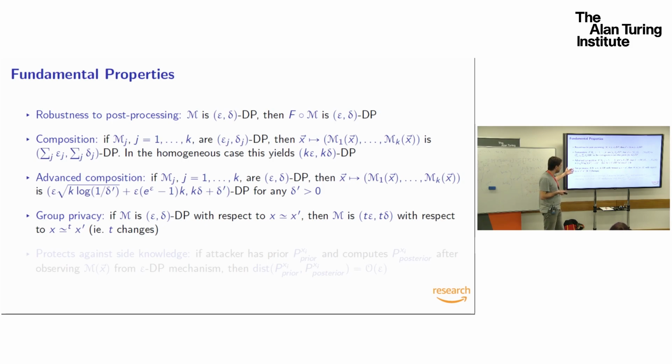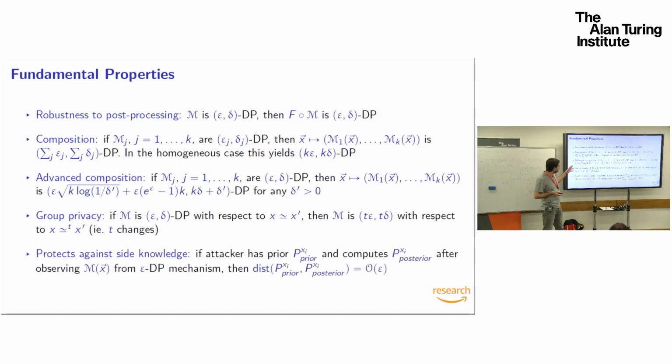Fortunately, we have the group privacy property that says that if you have a mechanism that is epsilon-delta DP with respect to changing one record, and you look at a neighboring relation where you can change T records, then this is T epsilon, T delta differentially private. So you can very easily do these calculations.